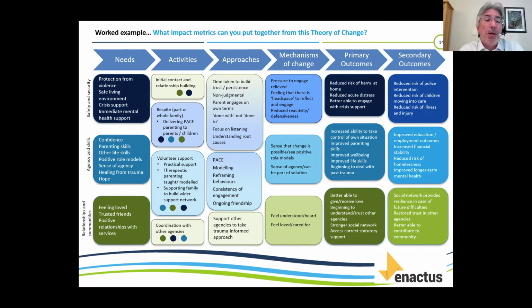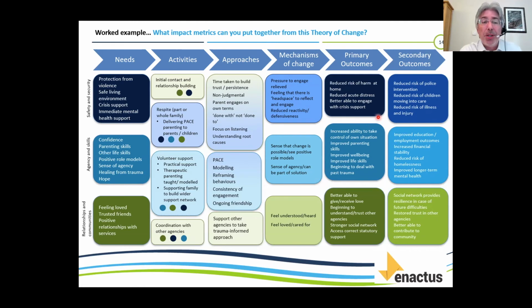You just have a look at that dark blue needs blob: protection from violence, safe living environment, crisis support, immediate mental health support and things needed. Have a look at the outcomes, which are, for outcome, read change: reduce risk of harm at home, reduced acute distress, better able to engage with crisis support. It's really responding to those needs. And you'll see the blue line and the green line do the same thing.